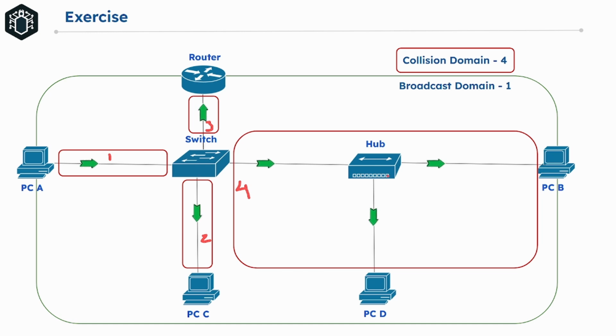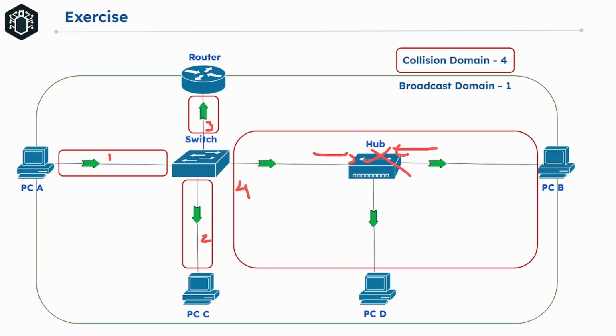The switch connects to a hub, and the hub is connected to two computers. But a hub doesn't separate traffic. It just repeats everything to all ports. So all devices on the hub are sharing the same space. That means if two devices send data at the same time, they're going to collide. So the entire hub segment counts as just one collision domain. There are a total of 4 collision domains in this network.